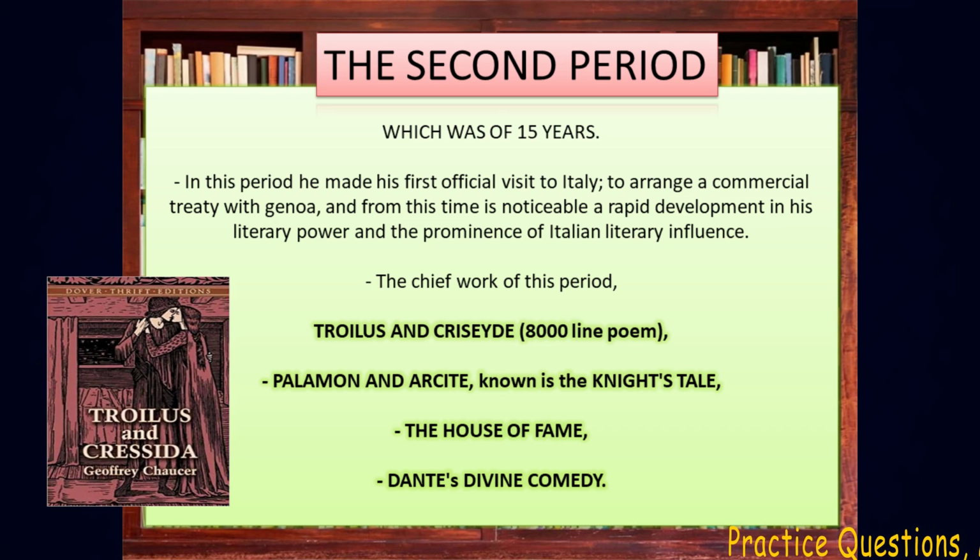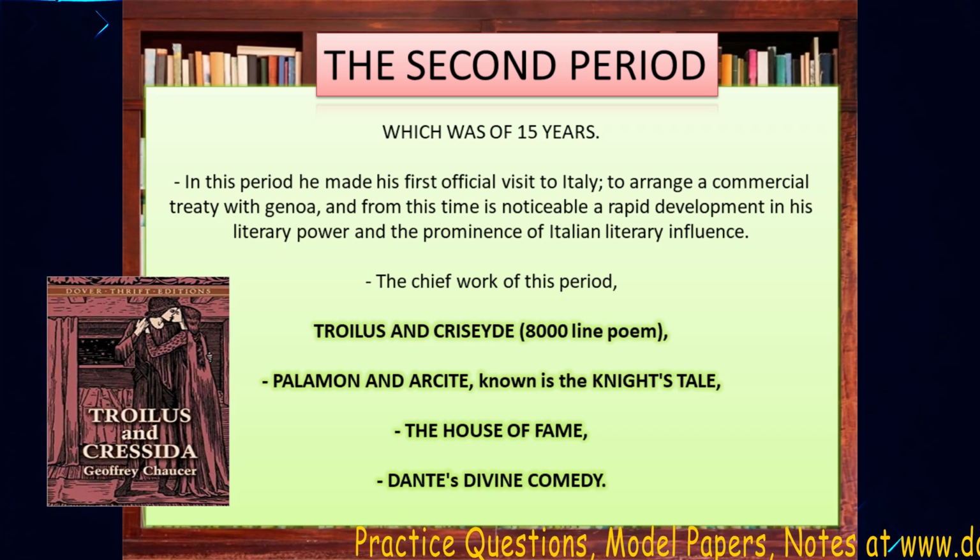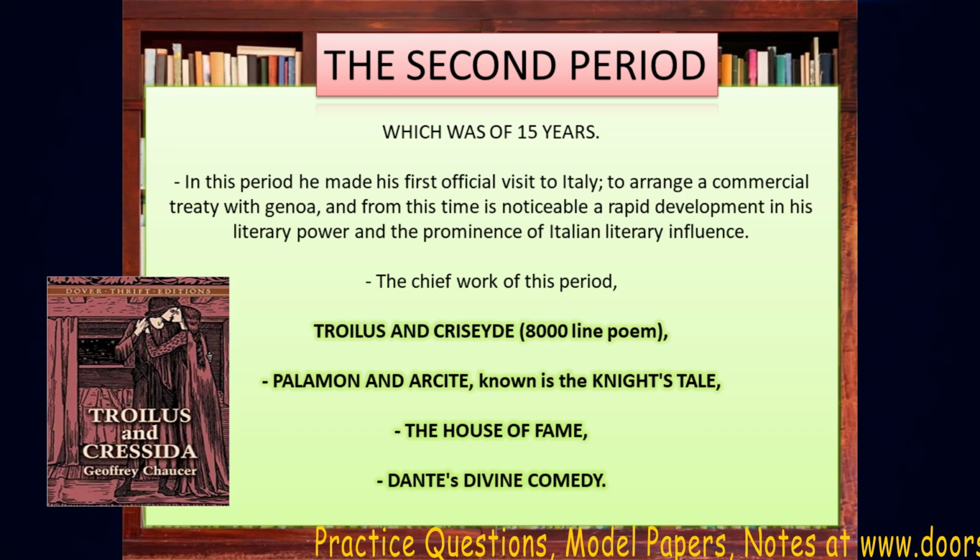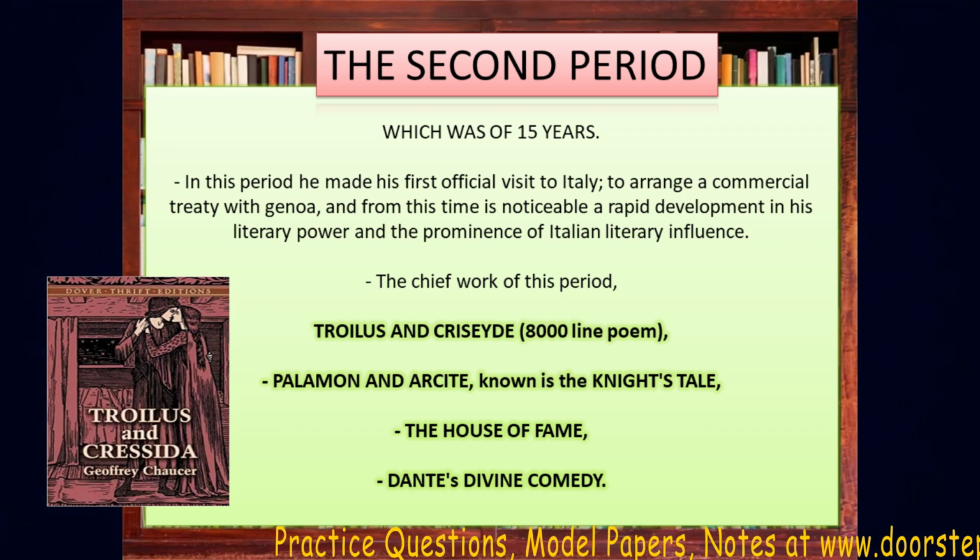He wrote three long poems. The first one is Troilus and Criseyde, a completed poem. The second one is Legend of Good Women. The third one is Canterbury Tales. A Scottish writer, Robert Henryson, wrote a sequel to Troilus and Criseyde in his book Testament of Cresseid. The fourth book of this period was Legend of Good Women.